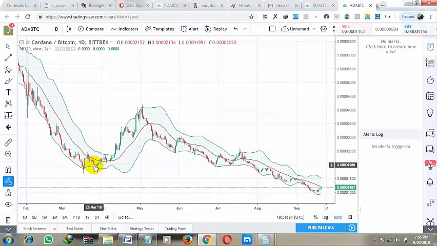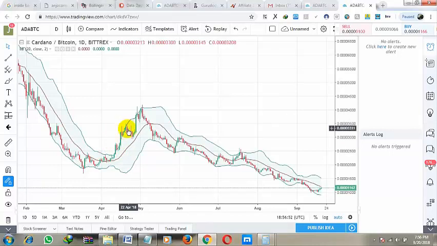Now when it hits this place, you see it respected the Bollinger and it pulled back up. Hit it here, pulled back, touched the middle line but couldn't break it, pulled back up here, broke out of the Bollinger band. Well, as you can see, it came back again, okay?